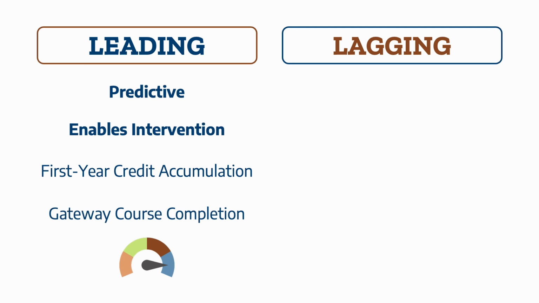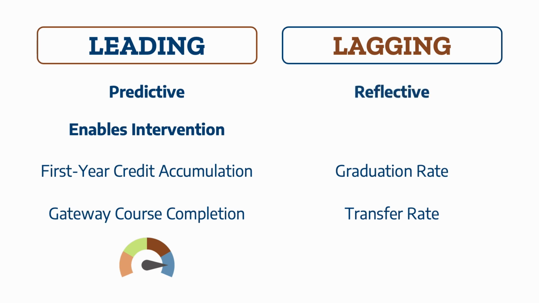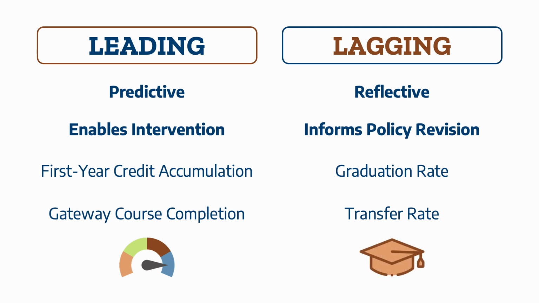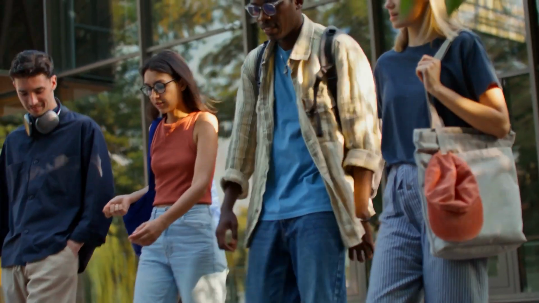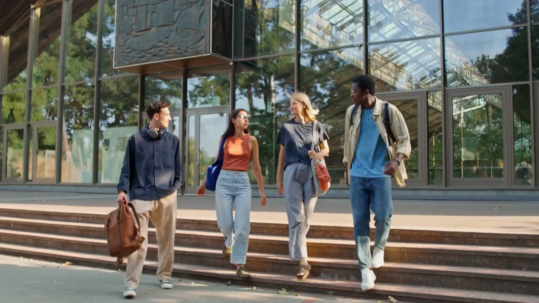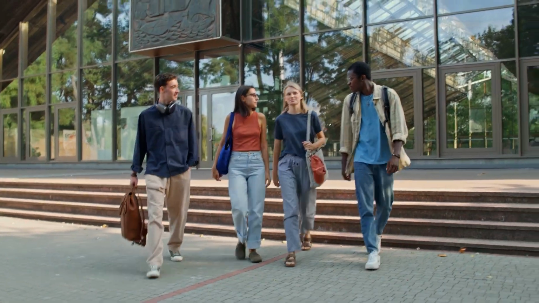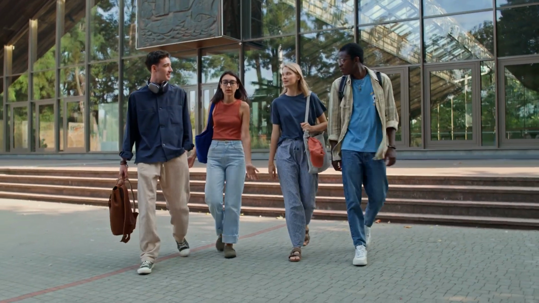Lagging indicators show results after they've occurred, like graduation and transfer rates. Unlike leading indicators, lagging indicators reflect outcomes for students who have already moved on from the college, making data less actionable for immediate intervention, but still provide insights to improve future policy revisions. This distinction is critical given that state appropriations for Texas community colleges focus on student outcomes. Completion metrics are lagging indicators.